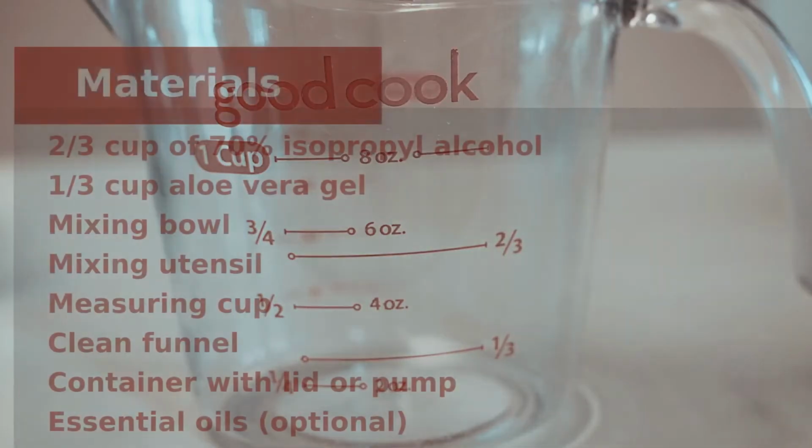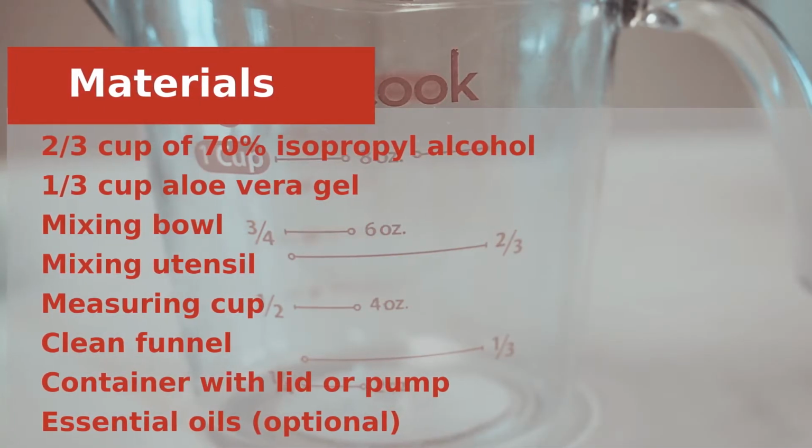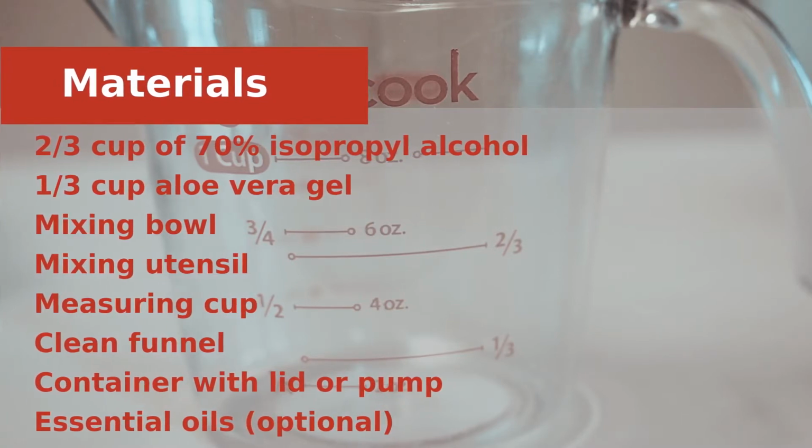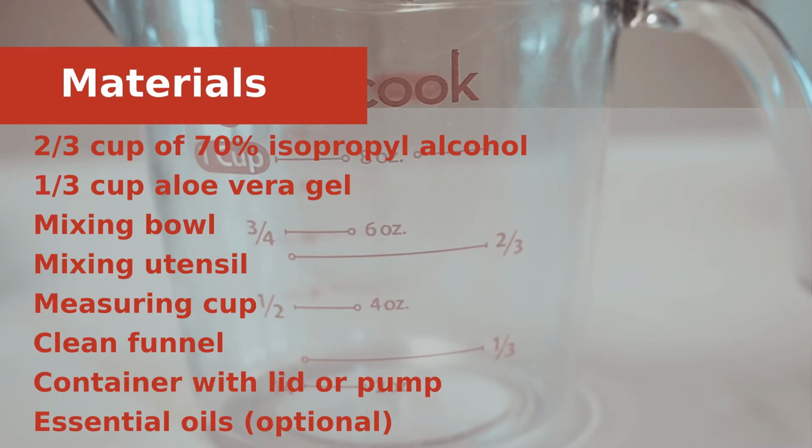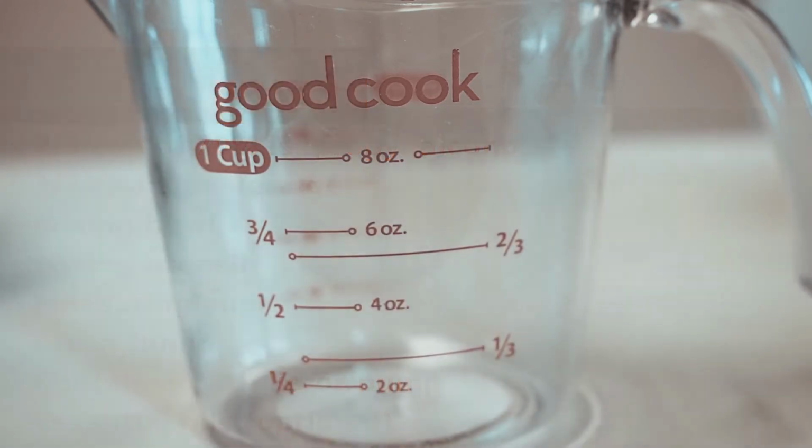The materials you'll need for this project are 2/3 of a cup of 70% isopropyl alcohol, 1/3 cup aloe vera gel, a mixing bowl, mixing utensils, a measuring cup, a clean funnel, a thoroughly washed and dried container with a resealable lid or a pump to store the hand sanitizer, and essential oils if you would like.